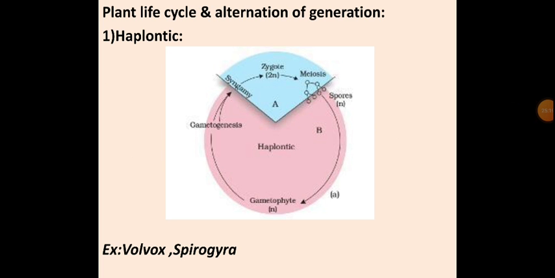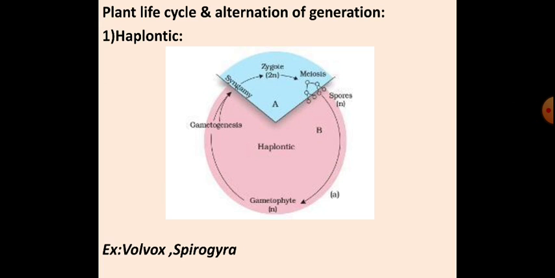Okay. Next, coming to the last part, alternation of generation in the plant life cycle. You have studied that in bryophytes, the plant body is gametophyte, later getting converted into sporophyte. In pteridophytes, the plant body is sporophyte, later getting converted into gametophytes. So you have already studied alternation of generation in the plant kingdom, right?